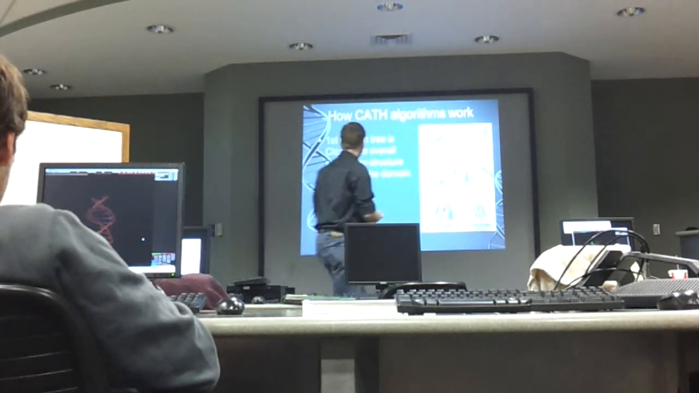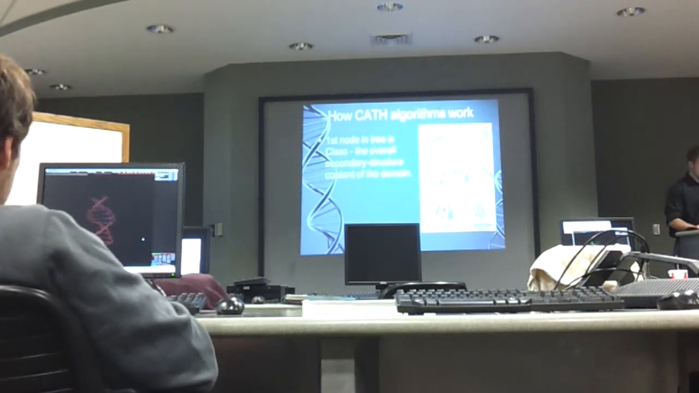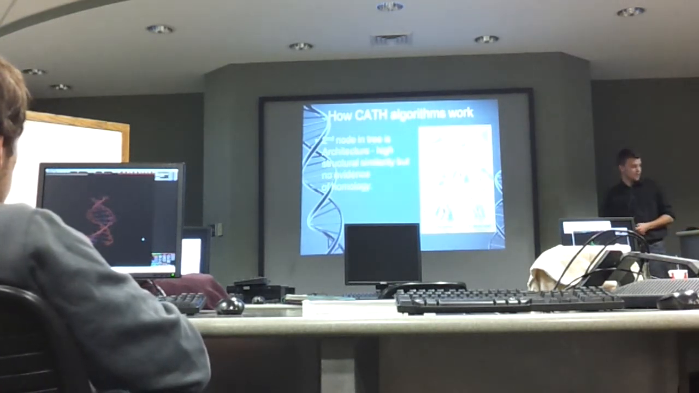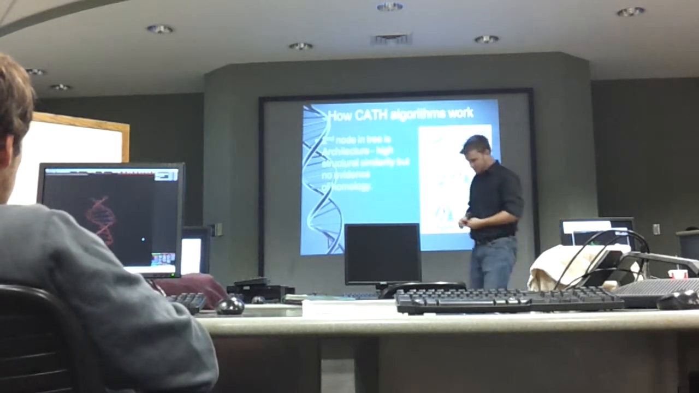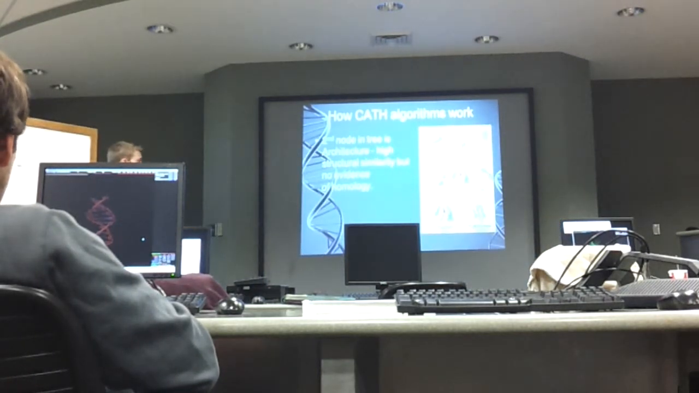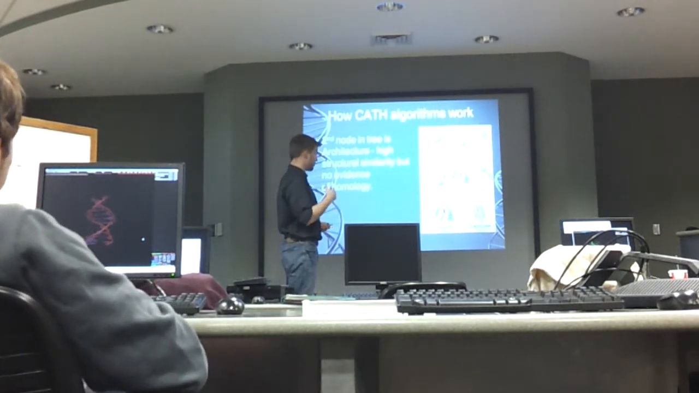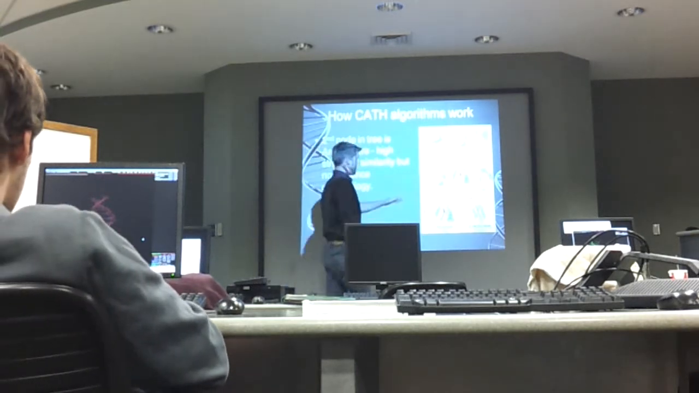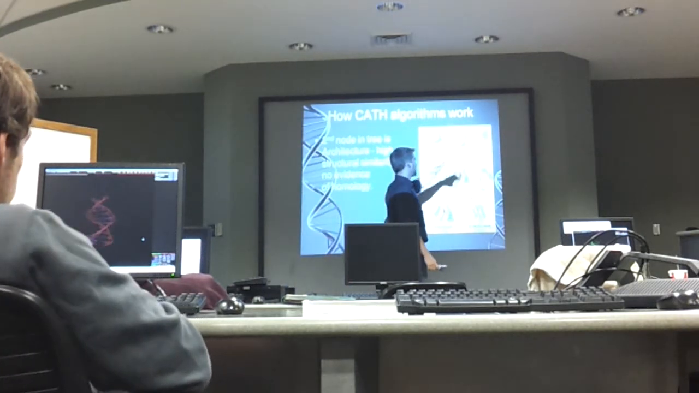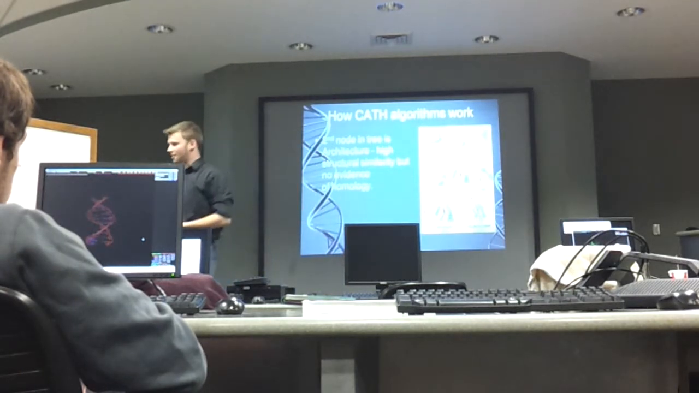Like I said, the class is the overall secondary structure of the domain. The second node is architecture. As displayed on the PowerPoint, architecture can be like a barrel, or a sandwich, or a roll. And as you can see, it selected the alpha and both beta, and it's derived from there.